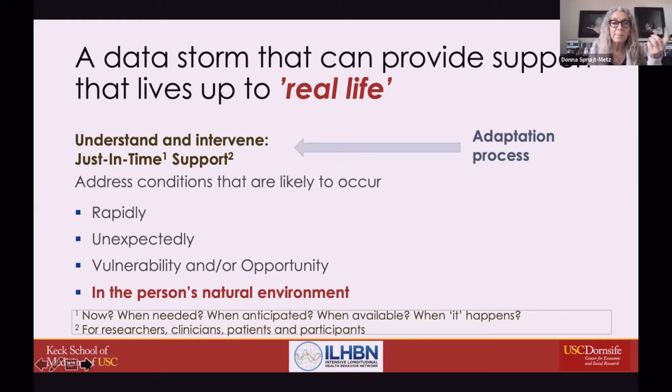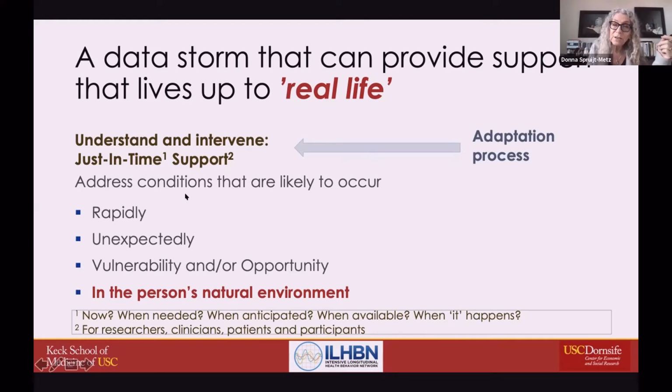Now, you see those numbers, 1, just in time. What is just in time? Just in time, mind you, is not all the time. Is it now? Is it when needed? Is it when anticipated? When we anticipate something coming up? When the person's available? When whatever it is happens? Before it happens? We're not sure.